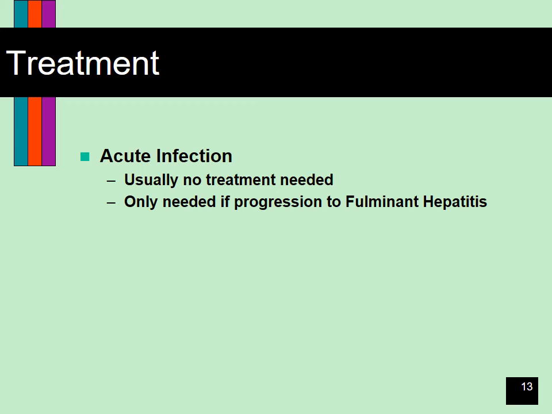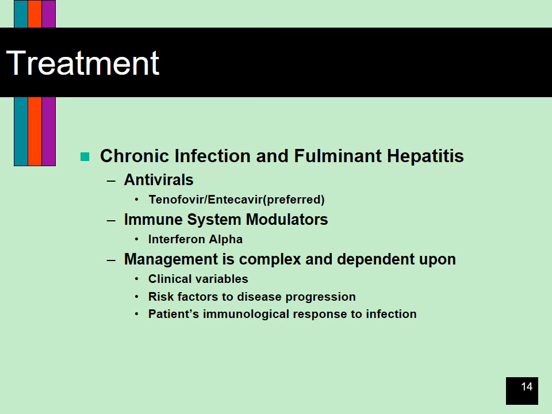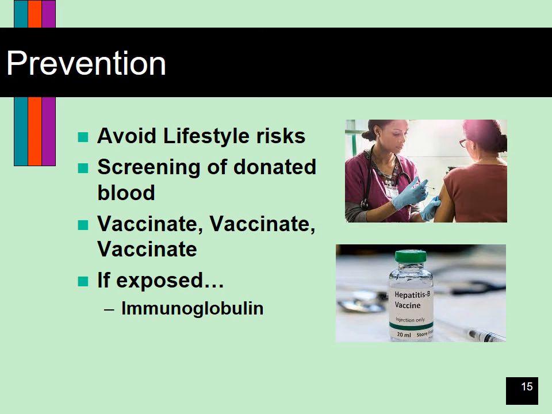Now for treatment. And again, because it's an acute infection, most will require no therapy, as most will clear the infection before even realizing that they are infected. For those who require treatment due to progression to fulminant hepatitis or chronic hepatitis, antiviral medication and immune system modulators, such as interferon alpha, are accepted methods of treatment. Plans of care, however, are all dependent on clinical variables, risk factors to disease progression, and the patient's response to infection. Prevention itself is often more important than treatment.